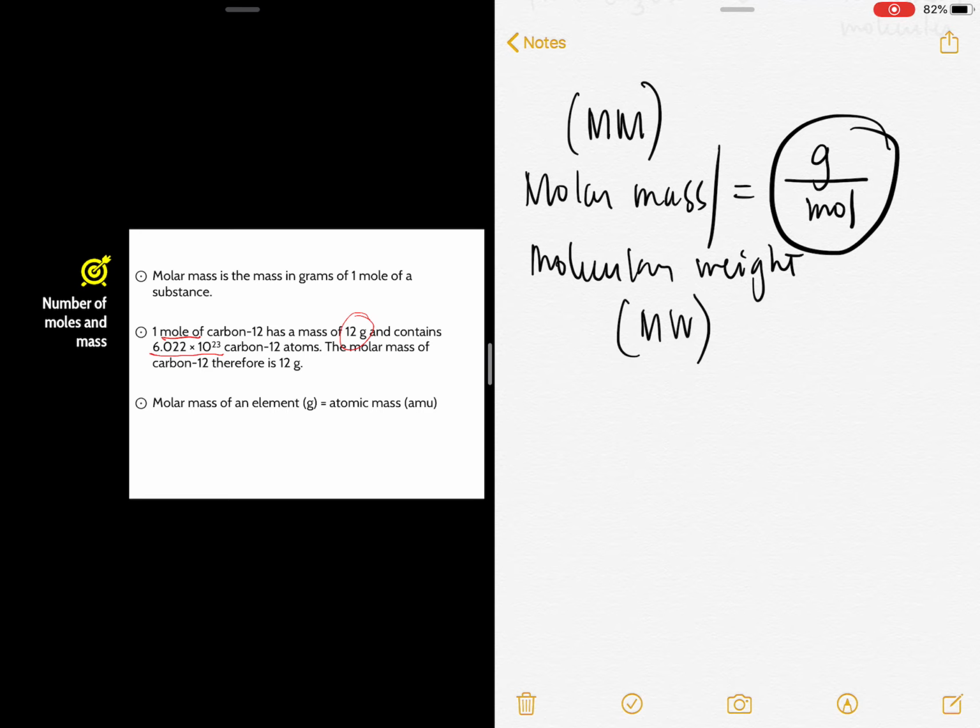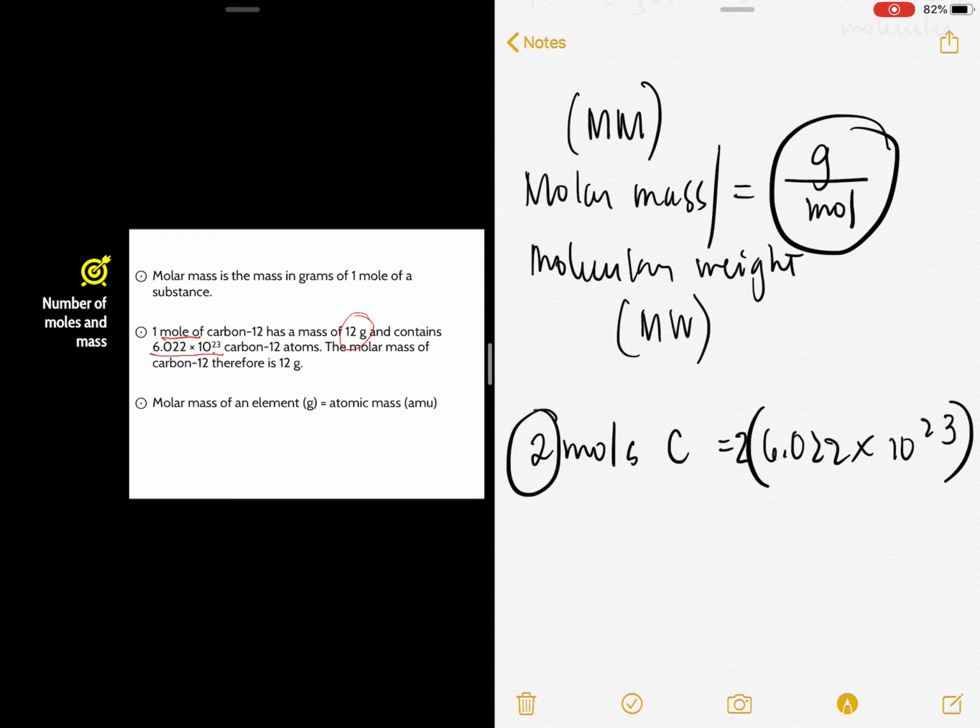Avogadro's number. E paano po, miss, kapag 2 moles na yon? E di times 2 mo yung Avogadro's number. So, kung 1 mole ng carbon ay 6.022 times 10 raised to 23, ilan kapag 2 moles na ng carbon? Pag 2 moles na ng carbon, tapos ang hinahanap sa'yo is number of atoms, edi 6.022 times 10 raised to 23, multiply mo sa 2. Bakit? Kasi 2 moles na. Yung 1 mole, 6.022 times 10 raised to 23.